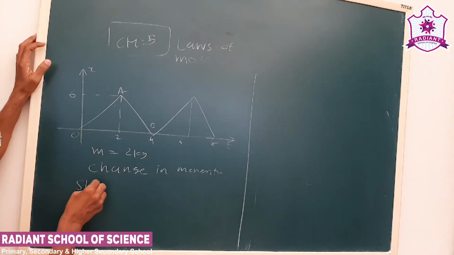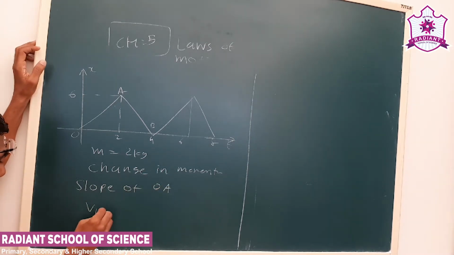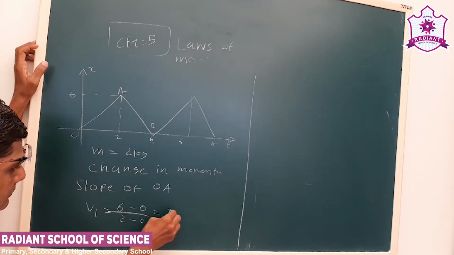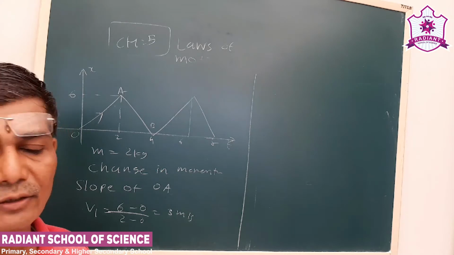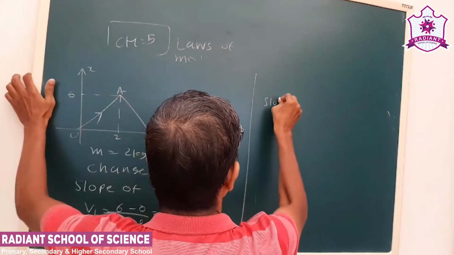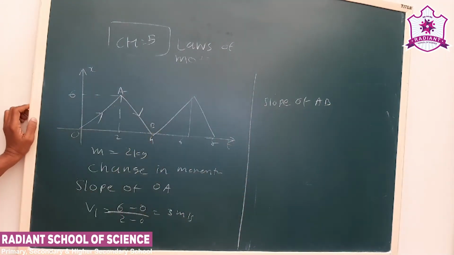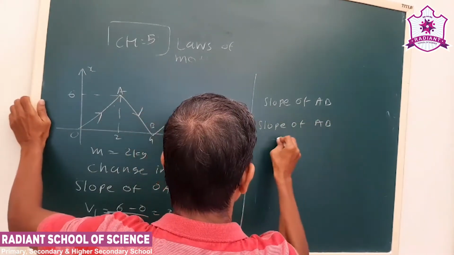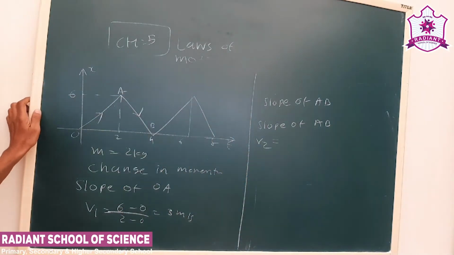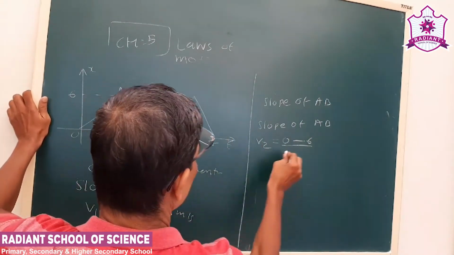First we take the slope of OA, that will give the value V1. So V1 is x2 minus x1 over t2 minus t1. Here the x versus t graph is going upward, so the velocity will be positive. Now the slope of AB: the AB line is going downward, so the velocity will be negative. So V2 is 0 minus 6 over 4 minus 2.